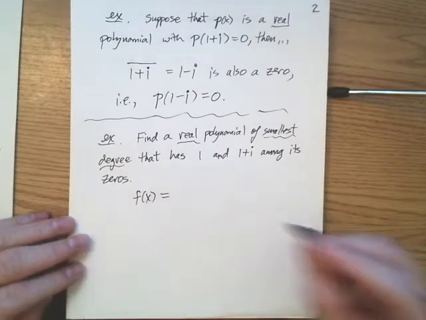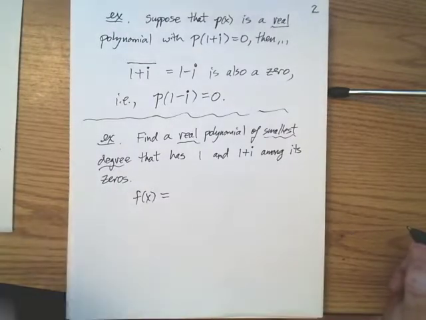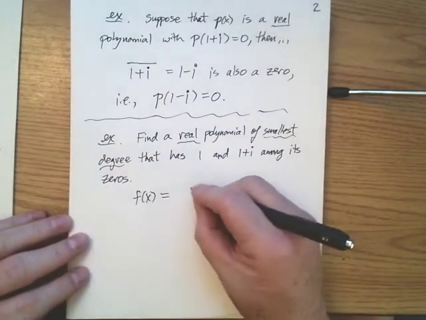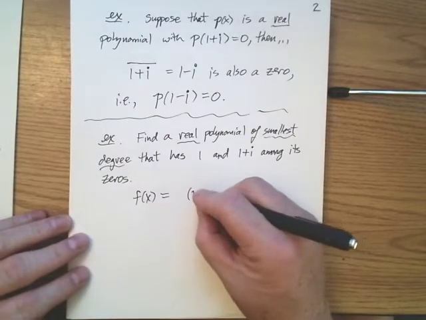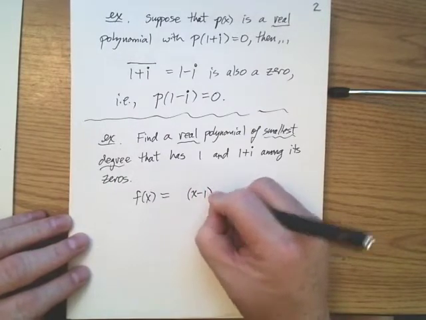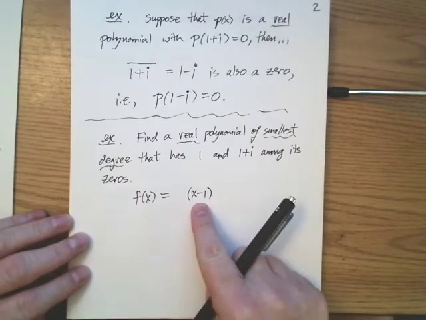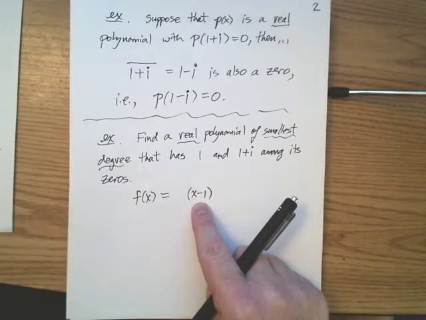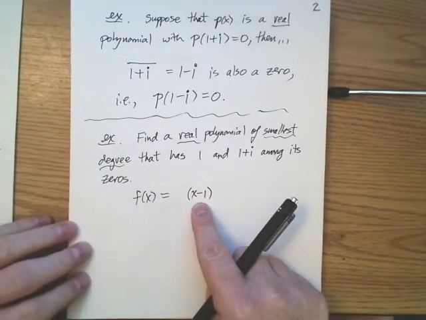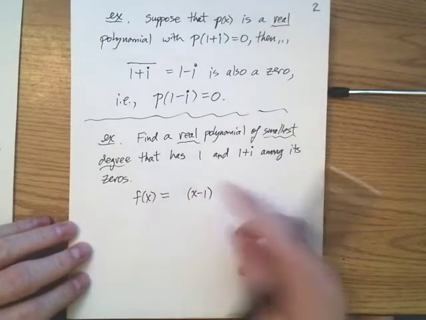But I want to find, first of all, a polynomial that has 1 as a zero. How about x minus 1? If I said x minus 1 equal to 0, then 1 would be a zero of that polynomial. Now, I'm just going to make that a particular factor of the polynomial I'm looking for, right? But so far, I've got this covered.